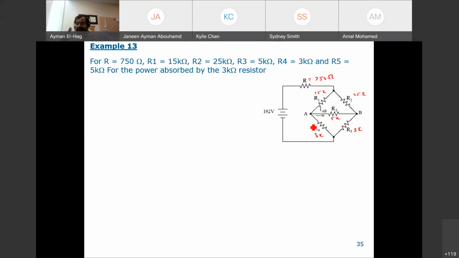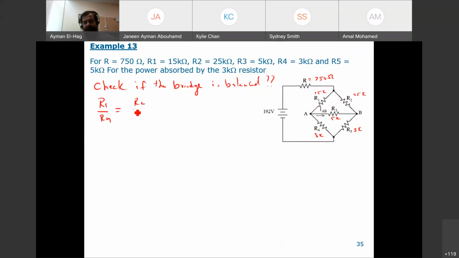Now, when you have a question in bridge format, the first thing you need to check is: is your bridge balanced or not balanced? So this is the first thing you need to check. So let's say how we do that. It has to be this resistance over this. This is called the first leg. This is the second leg, which they are connected with the voltage supply. So we will check, is R1 over R4 equal to R2 over R5?